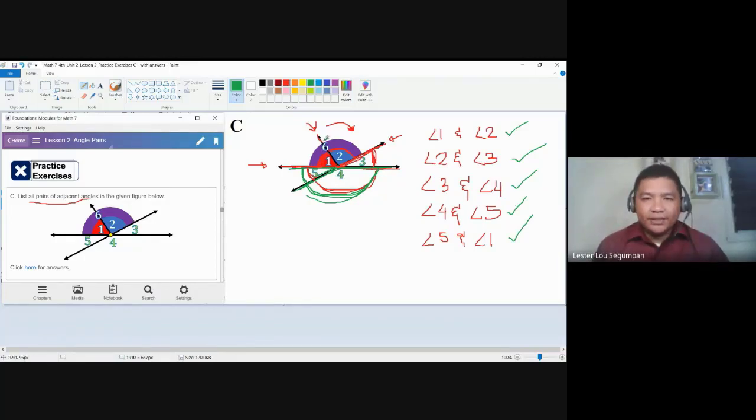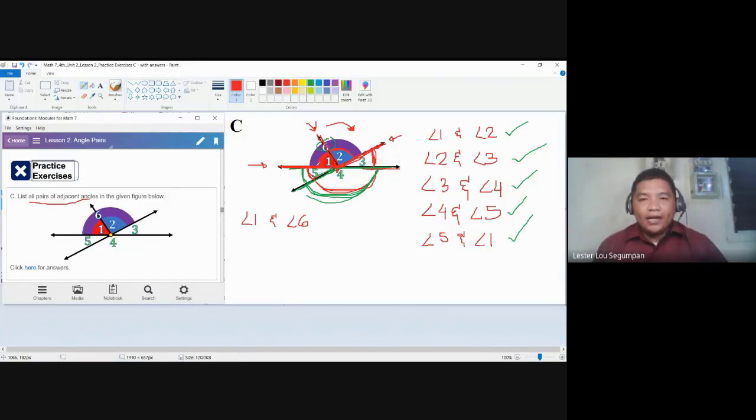How about angle 6? Is there an angle adjacent to angle 6? Let's try to examine angle 1 and angle 6. They share the same vertex. That's one down. The side of angle 1 is this, and this side here. For angle 6, this side and here. So they share the same side. So two conditions are already met.